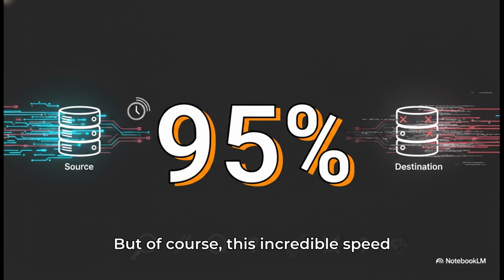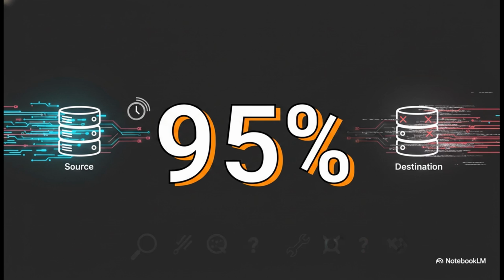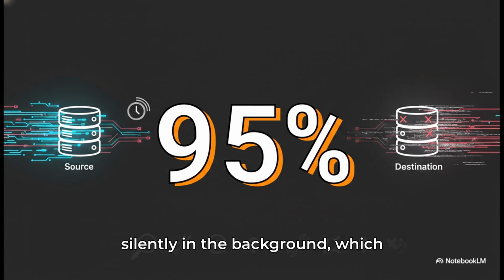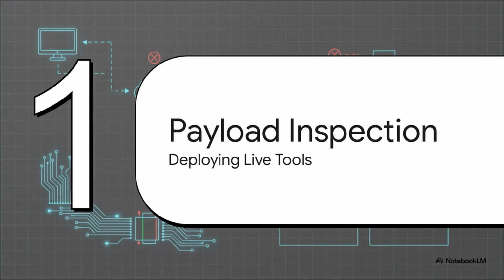But of course, this incredible speed and efficiency come with a trade-off. Because webhooks are asynchronous, one-way notifications, failures often happen completely silently in the background, which makes them incredibly difficult to debug without the right approach. Which brings us nicely to our next step. Deploying live payload inspection tools.